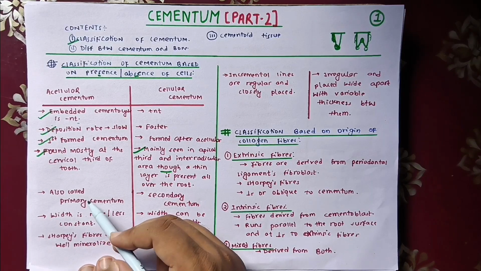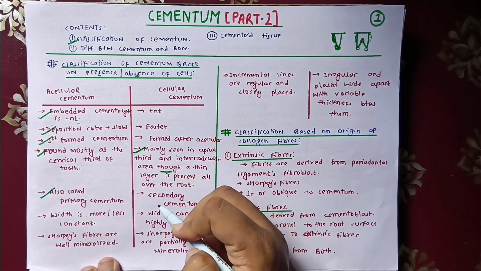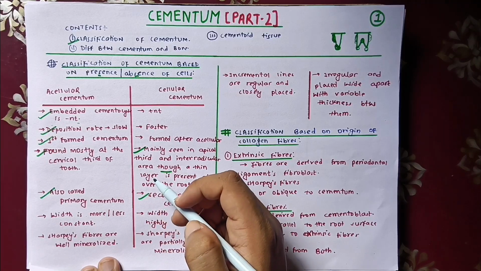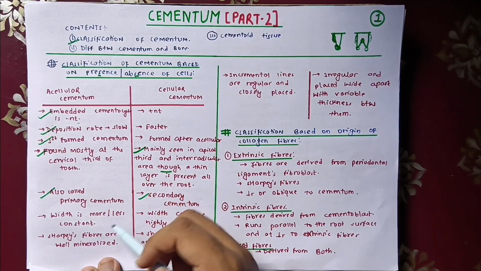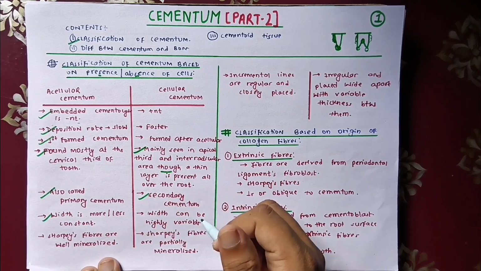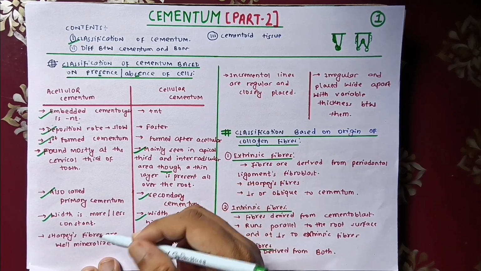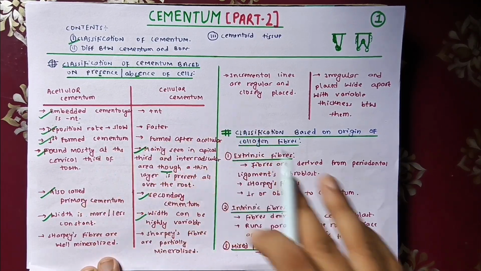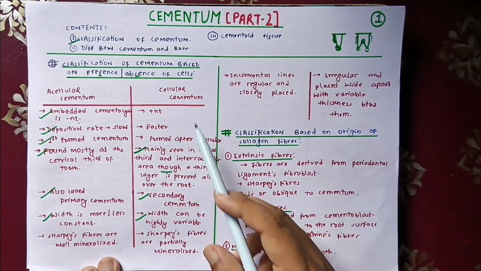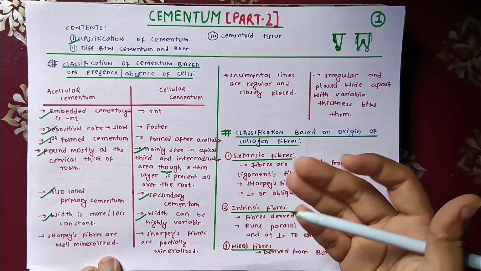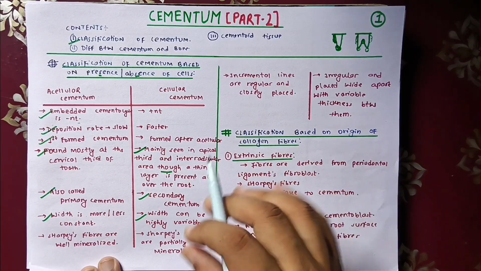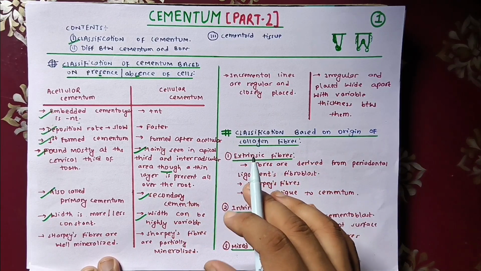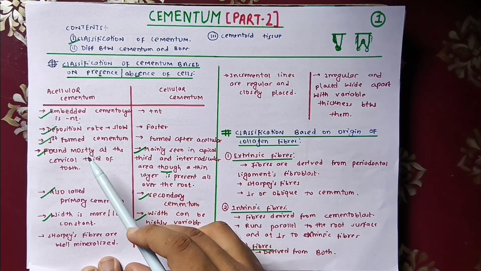Acellular cementum is also called primary cementum, and cellular cementum is also called secondary cementum. The width is more or less constant in acellular cementum, and in cellular cementum the width can be highly variable. So you can remember this like that.